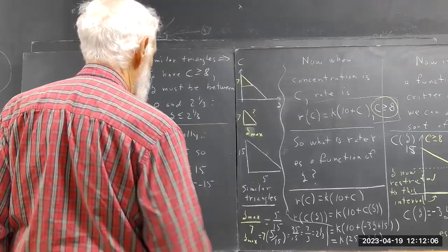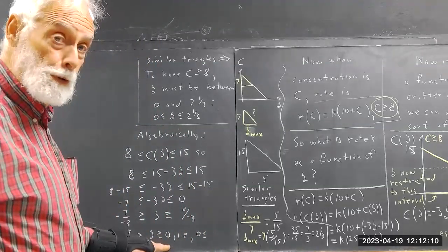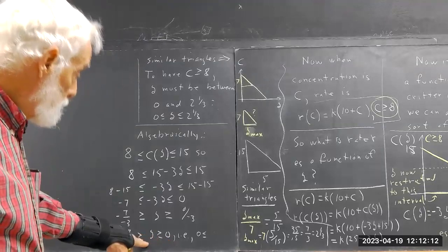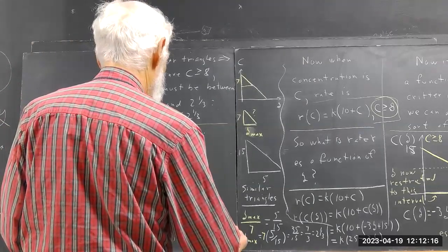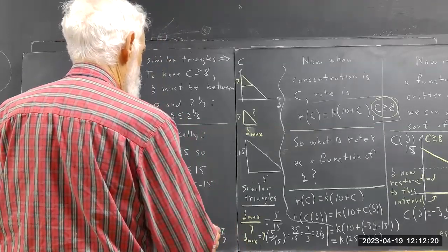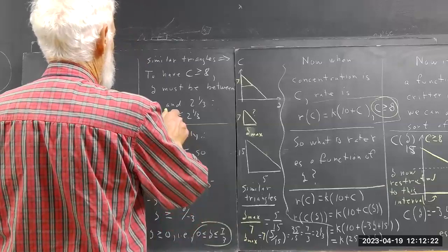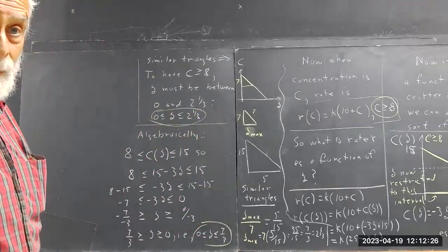And then if we write the inequality in the usual order with the smallest number first, we see 0 is less than or equal to delta, and that's less than or equal to 7/3. And that matches the inequality I wrote here based on the similar triangles.